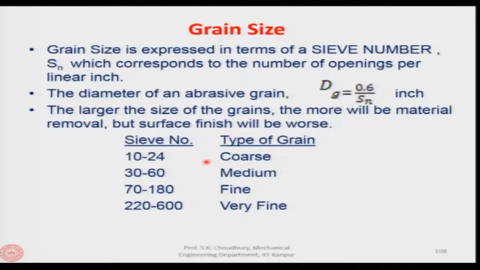So, grain size is expressed in terms of the sieve number. Sieve number, Sn, corresponds to the number of openings per linear inch. So, if you have 1 inch by 1 inch, how many openings you have, that is the sieve number. From that sieve number you can find out the diameter of an abrasive grain, which will be 0.6 divided by Sn. Mind it, it is given in inch, so always you have to convert into micron or millimeter.